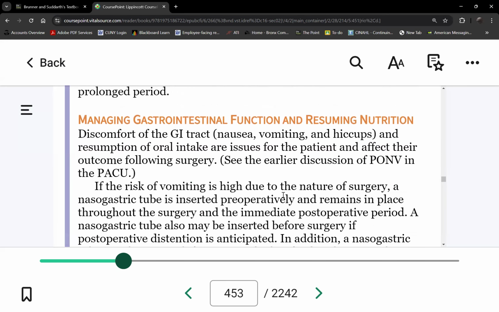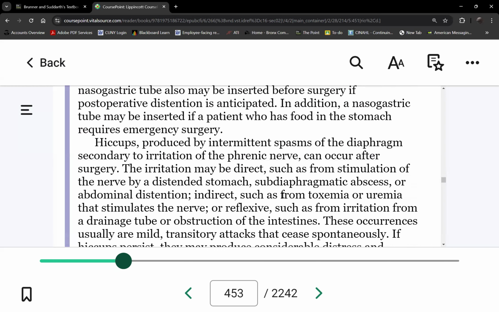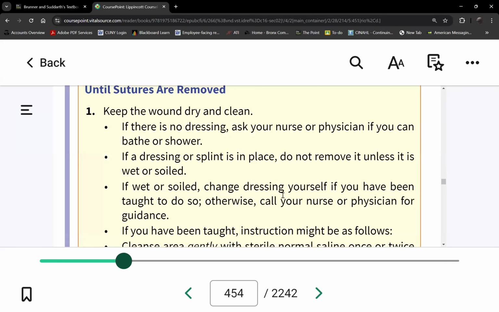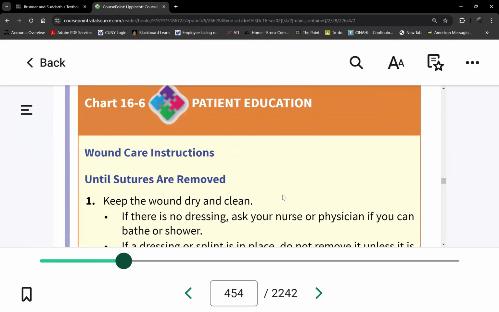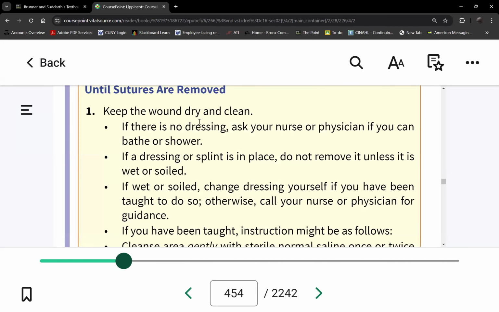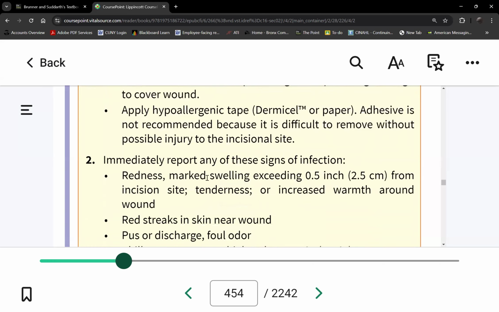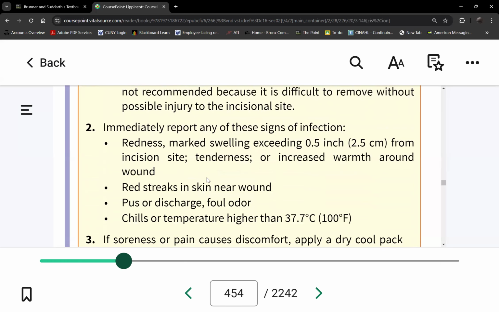We already discussed PONV from the outpatient surgery, so it's the same here. Here are your wound care instructions. Until sutures are removed, clean them. There's really no need to do sterile technique. We just do medical asepsis. In fact, we encourage the patient to take a shower. Running water will clean the incision. Just soap and water, and make sure you pat it dry with a clean gauze. Then keep it covered.